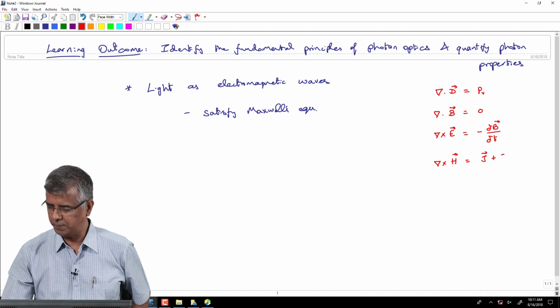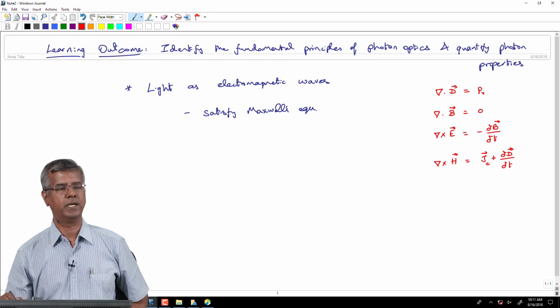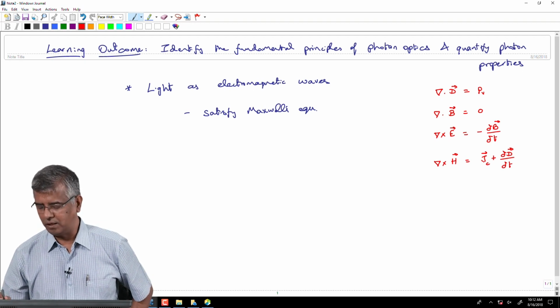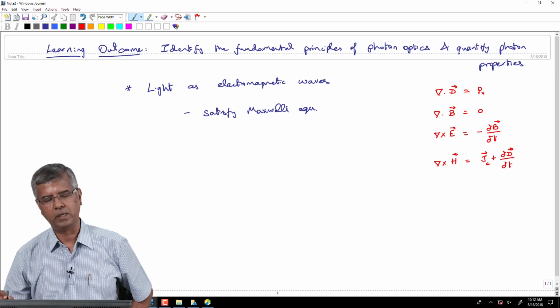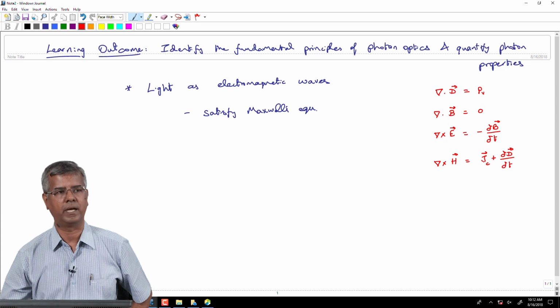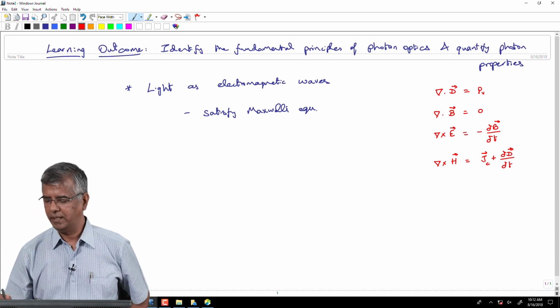which was modified by Maxwell to include displacement current density, because originally Ampere was looking at it only from the perspective of explaining the circulation of magnetic fields through a current carrying conductor, but of course Maxwell completed this picture saying that it could actually be through a displacement current as well, right.